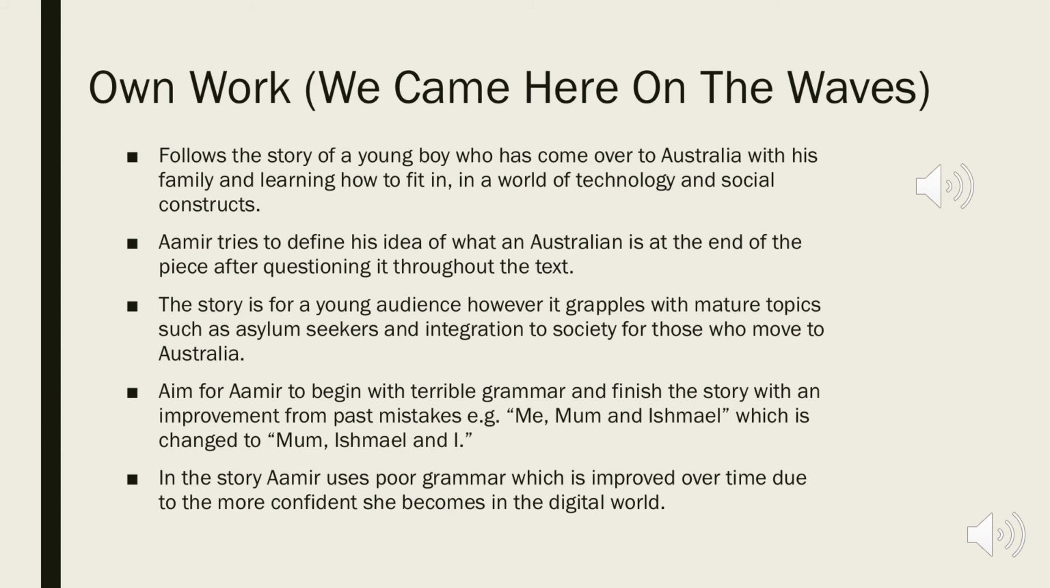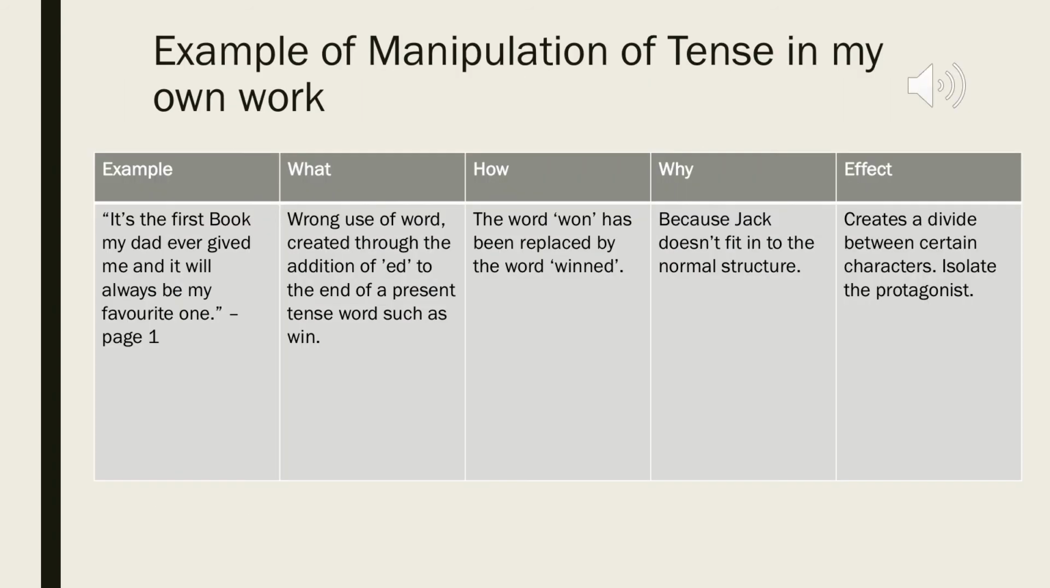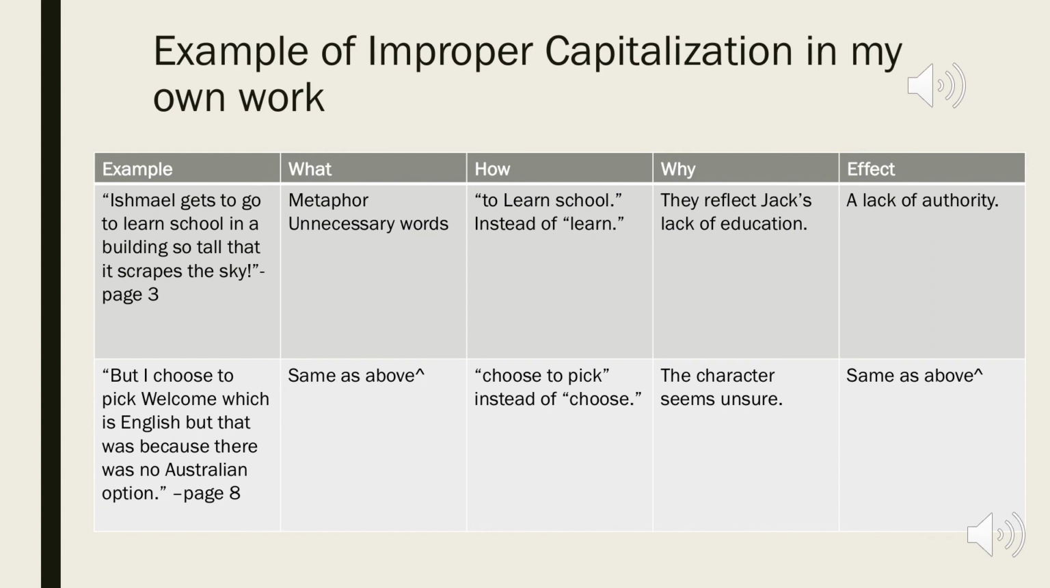So my piece is called We Came Here on the Waves, and usually in my own writing I don't write with grammatical deviance intentionally. However, as I began working on a piece that was centered around a young asylum seeker moving to Australia and learning about both a different country and a digital world, I found that this literary device or misuse of it worked perfectly to convey my protagonist's confusion and initially isolate him from the other characters. In this children's piece titled We Came Here on the Waves, I decided to use all 3 techniques found in Room, which I will now deconstruct.